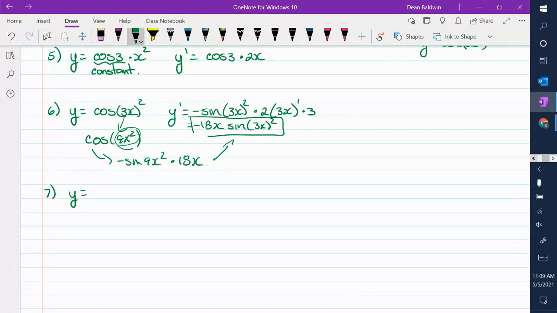So the trig ones can get a little ugly. Cosine of the square root of sine pi x. So I'm going to rewrite this. First of all, we don't like square roots. What do we like? We want exponents. So this is like cosine of sine pi x to the power of a half.